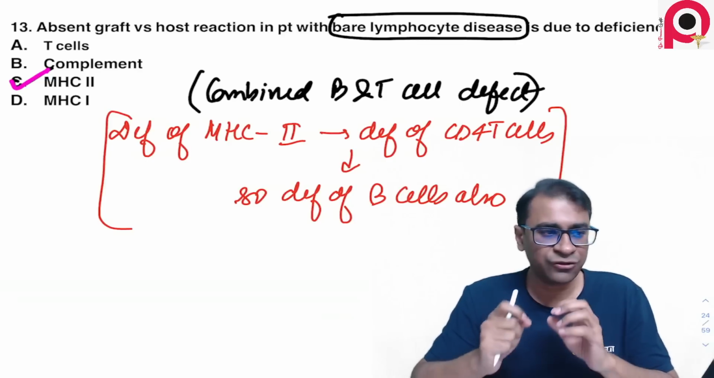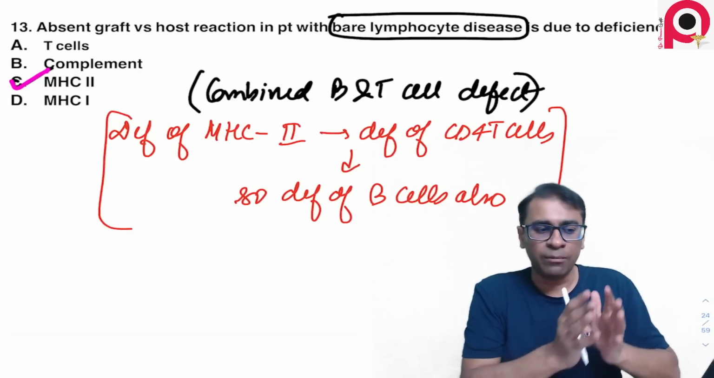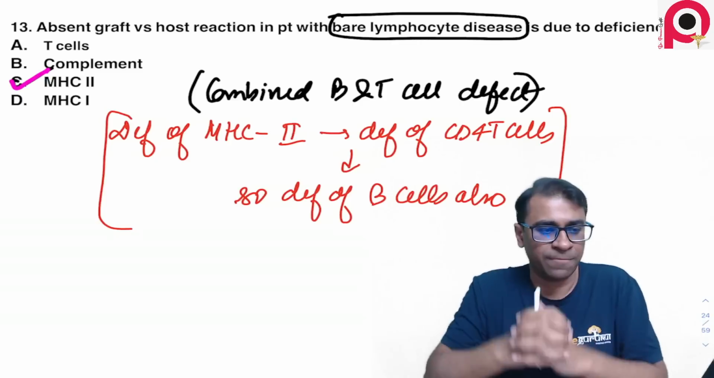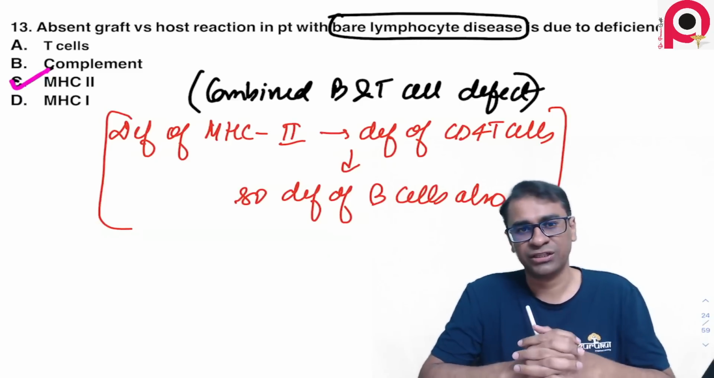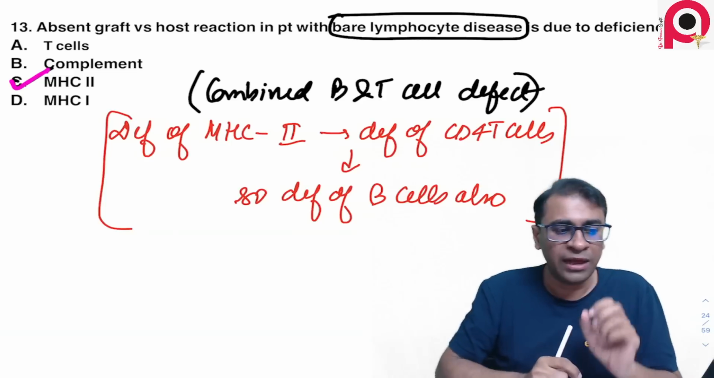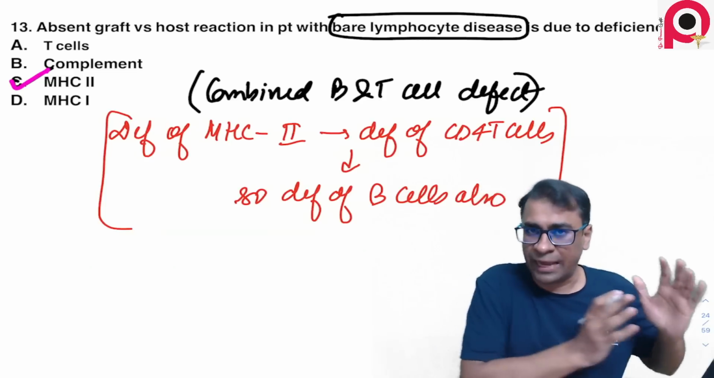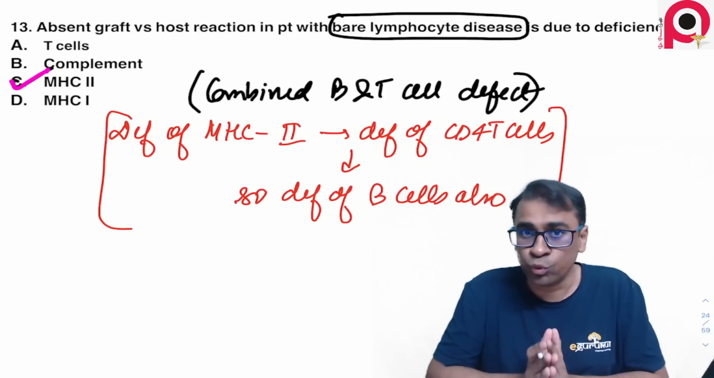The only treatment for such patients is bone marrow transplantation. Remember, this case is a case of bare lymphocyte syndrome. Let me tell you one more thing. Bare lymphocyte syndrome is of two types, type 1 and type 2. Type 2, understand this point.